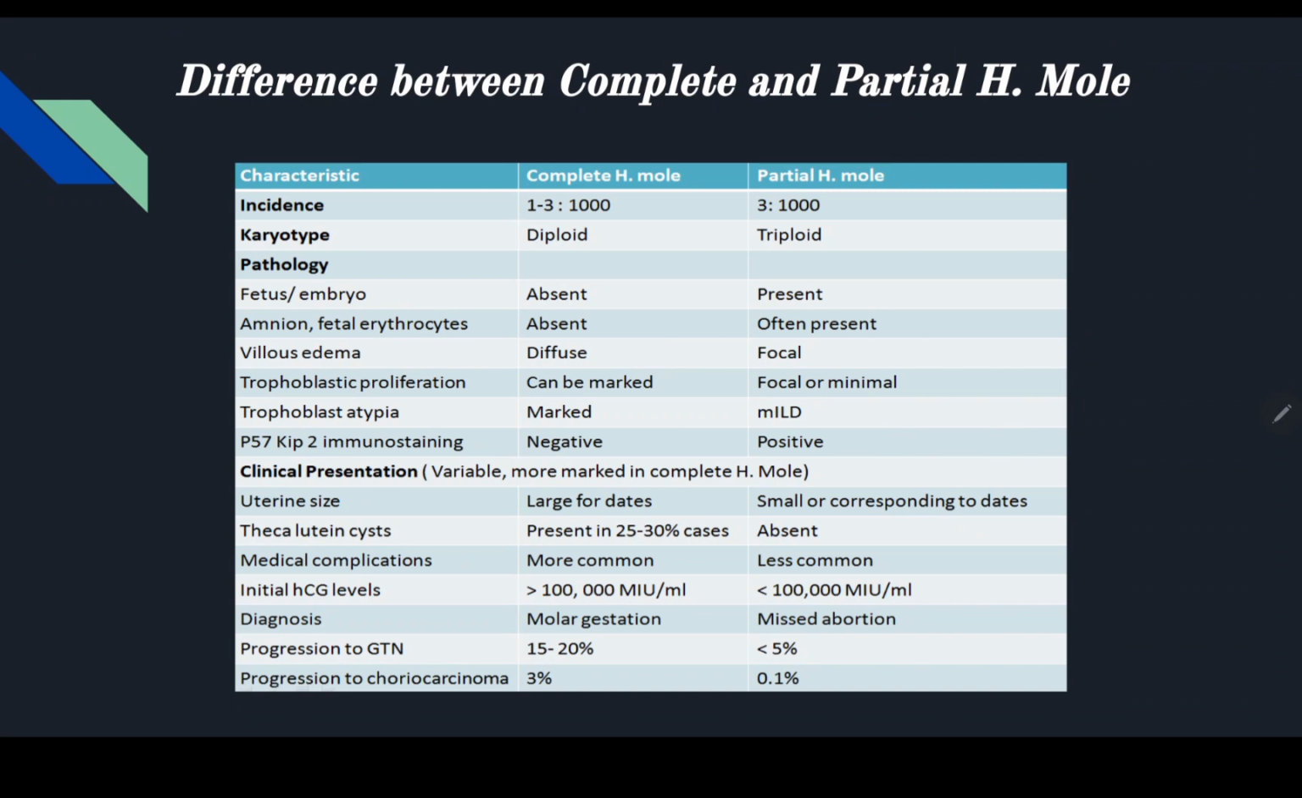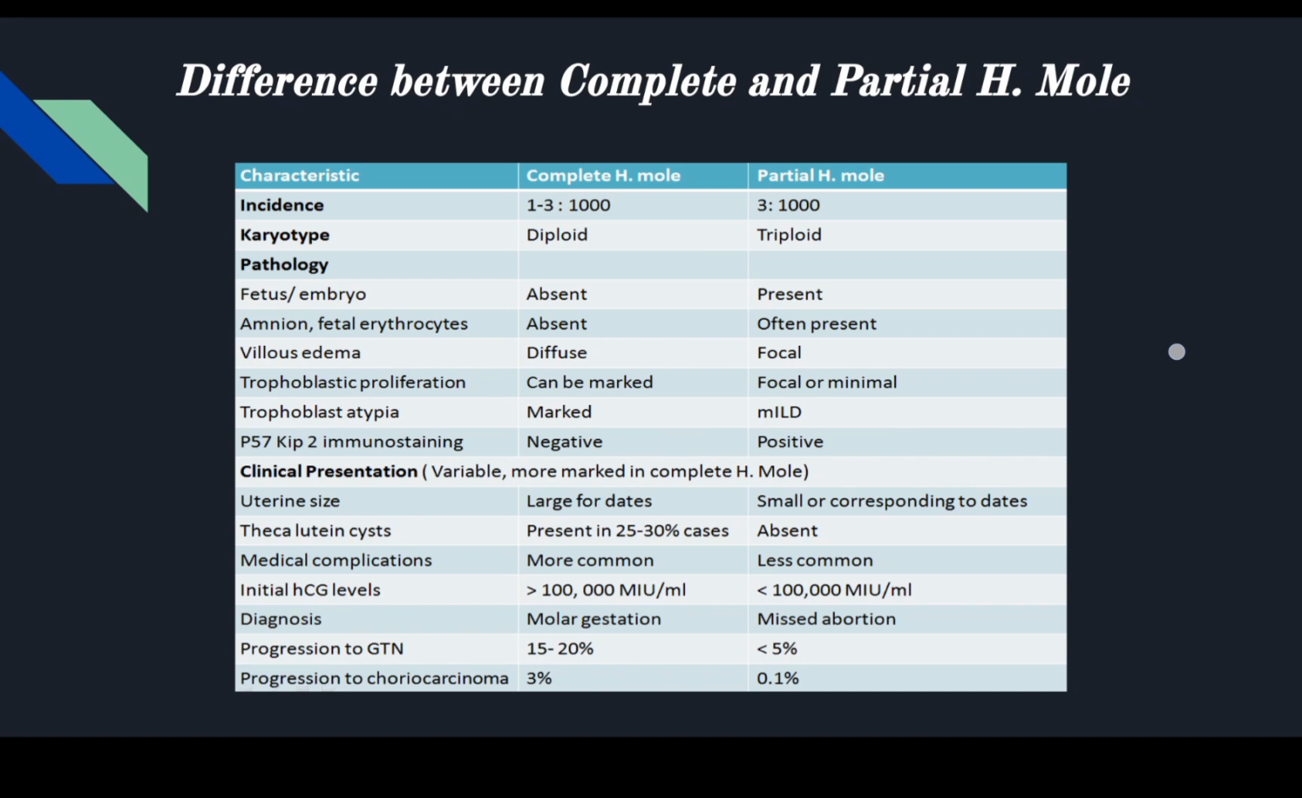Let us now discuss the difference between the complete and partial hydatidiform mole. The incidence of complete hydatidiform mole is 1 to 3 per 1000. In the partial hydatidiform mole it is 3 per 1000, meaning the partial mole has a higher chance of occurring. In karyotyping, the complete mole has a diploid karyotype, the partial a triploid karyotype. The pathological differences are that the fetus and amniotic sac are absent in complete and present in partial. Further, trophoblastic proliferation and atypia are markedly seen in complete mole rather than partial mole.